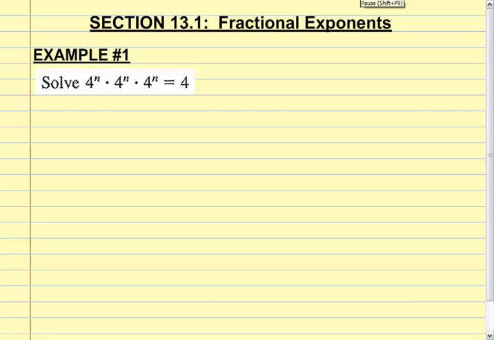Okay, folks, section 13.1, fractional exponents. I think this is going to make complete and easy sense to you guys once we get going. But exponents can be fractions. They can be whole numbers. They can be negative integers. They can be fractions. Okay, so let's look at this.